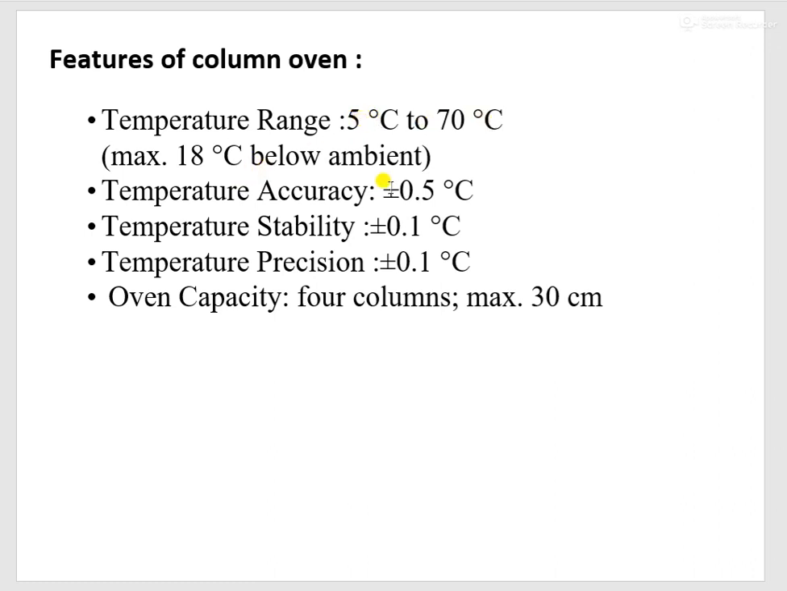Temperature accuracy of plus or minus 0.5 degree centigrade can be achieved. Temperature is stable by plus or minus 0.1 degree centigrade. The precision of the temperature can be plus or minus 0.1 degree centigrade, and column oven can accommodate 4 columns of having maximum length 30 centimeter.